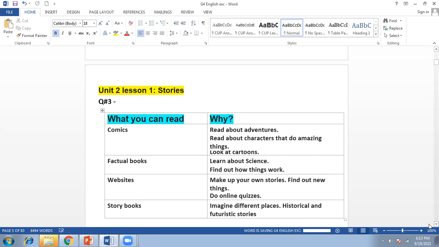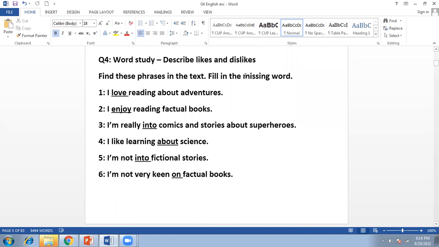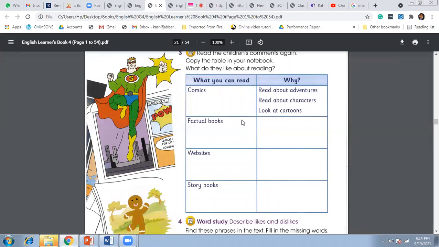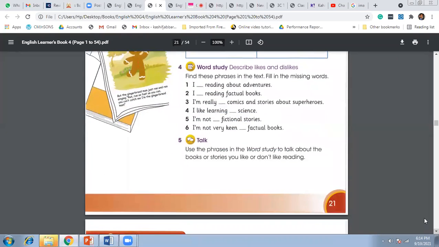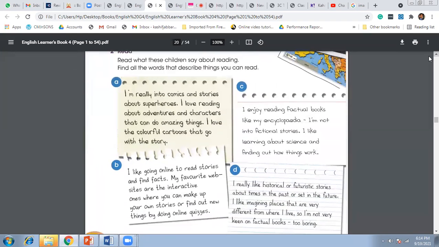And then there is question number 4. Find these phrases in the text and fill in the missing words. This is question number 4. Basically, all these sentences are taken from the above mentioned paragraphs. So we need to choose the right word. Here we can find, for example, I dash reading about adventures. I love reading about adventures. Right? So all these sentences are there, but I'm going to show you the answer of this question as well.